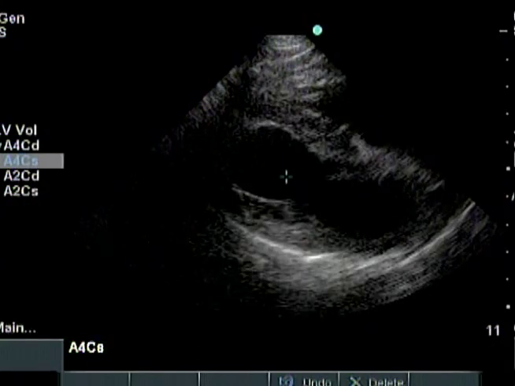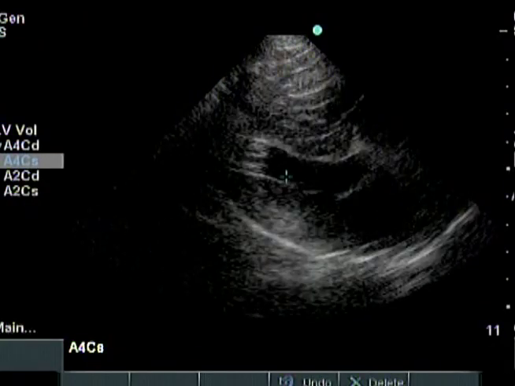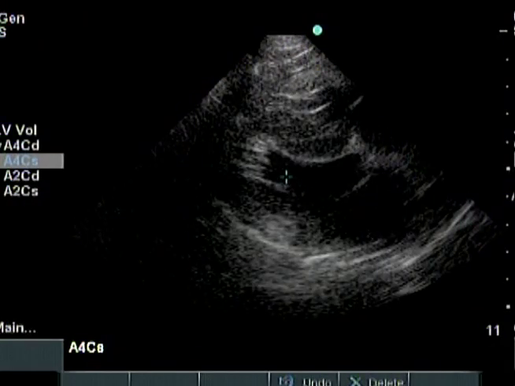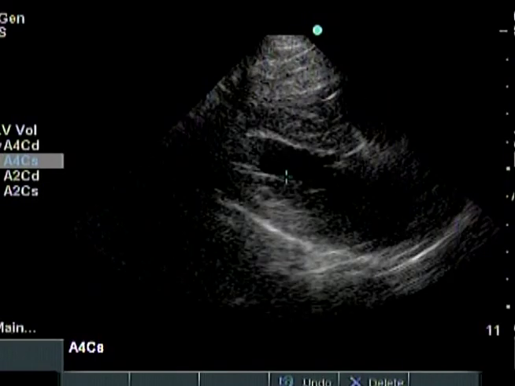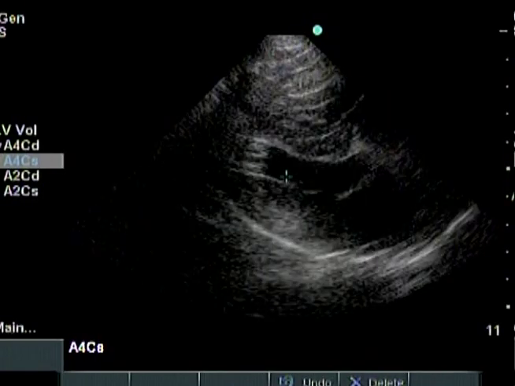In human cardiology, a left apical 4-chamber view and a left apical 2-chamber view are used. In veterinary medicine, use the left apical 4-chamber view or the right side long axis 4-chamber view of the left ventricle.